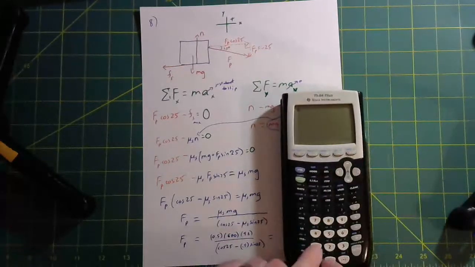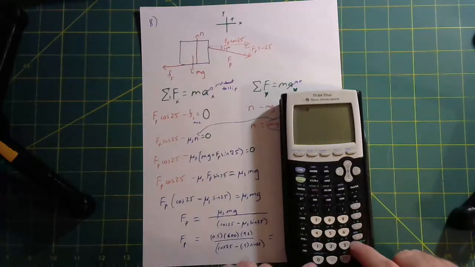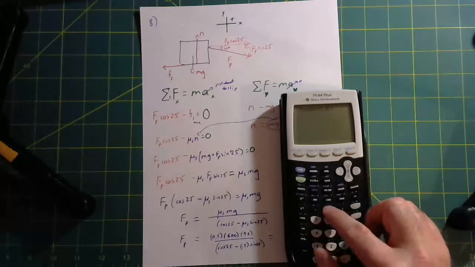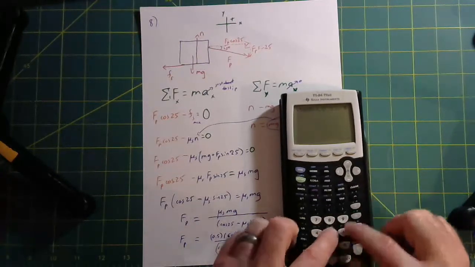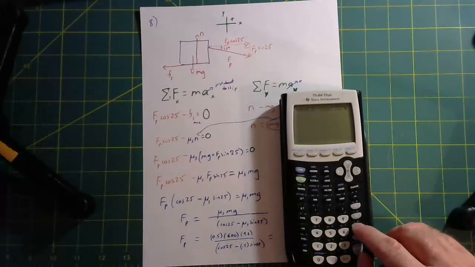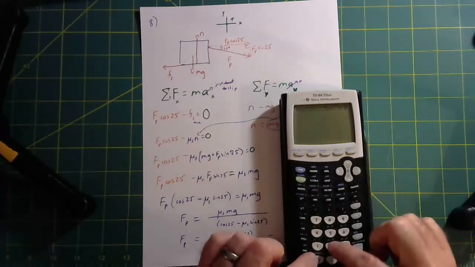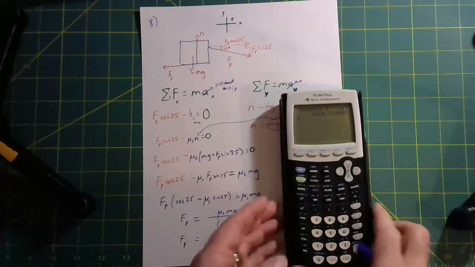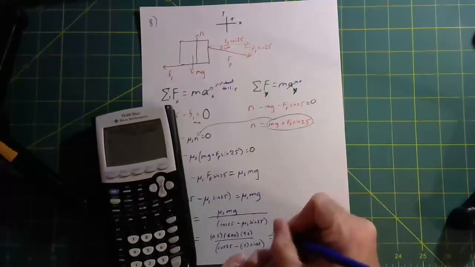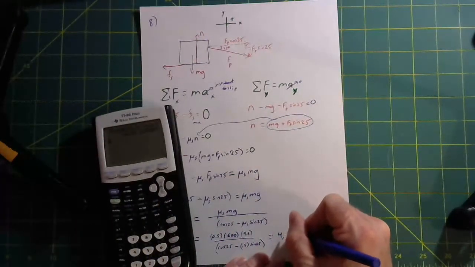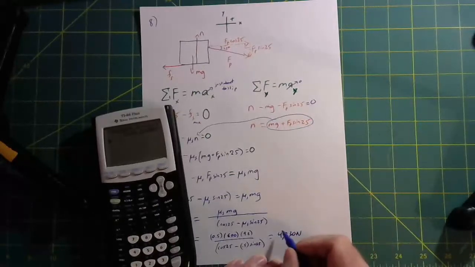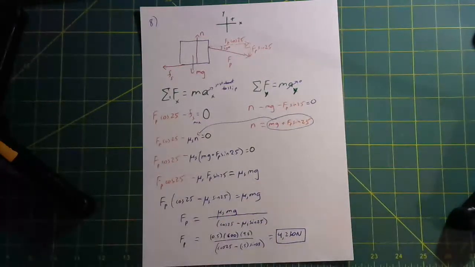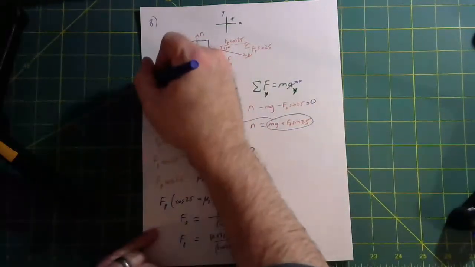Let's see, 0.5 times 600 times 9.8 divided by the quantity cosine 25 minus 0.5 times sine 25. And I get that the force they need to get that block to slip is going to be 4,230 newtons. All right, so that's how hard they have to pull to get that block to slip. Okay, so that's part A.